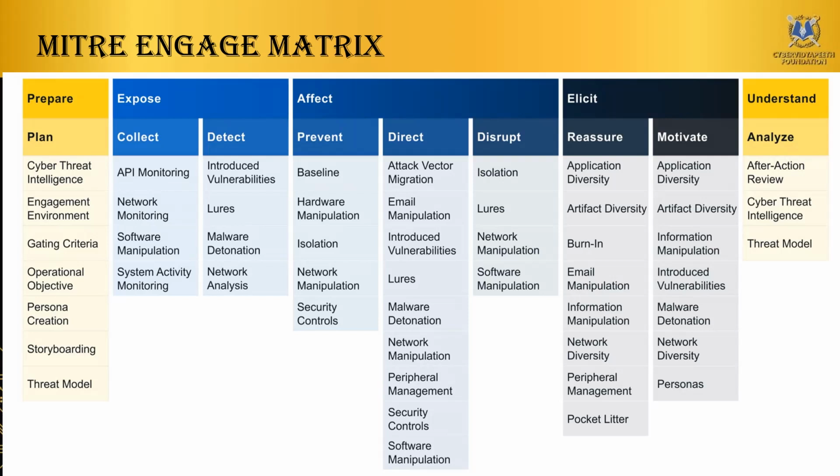Next one is the direct, attack vector migrations. Now that the attacker has understood the story, they are very comfortable with it. Now they have started doing the manipulations, and that is where the direct comes. Attack vector migrations, email manipulations, introduced vulnerabilities, lures, malware detonations, network manipulation, peripheral management, security controls, and software manipulation. These are the ways you direct the adversary to separate directions.